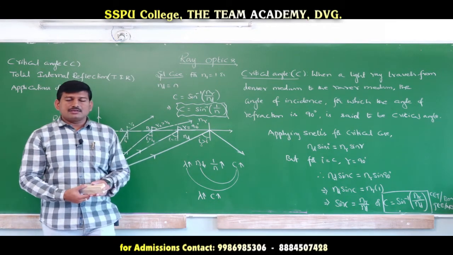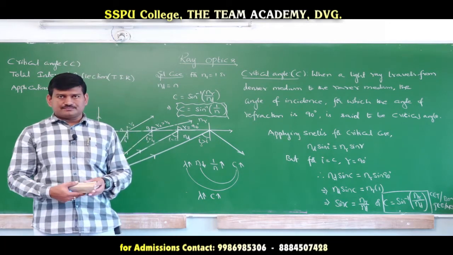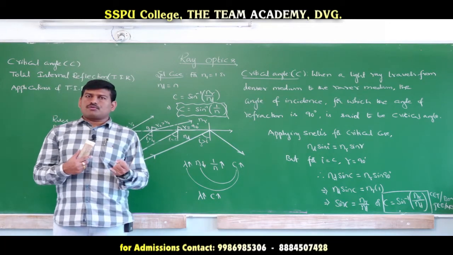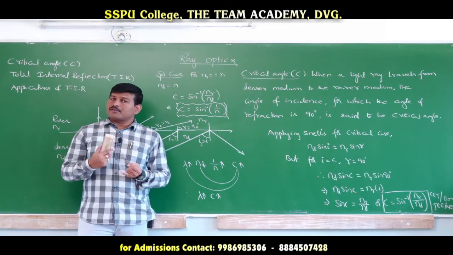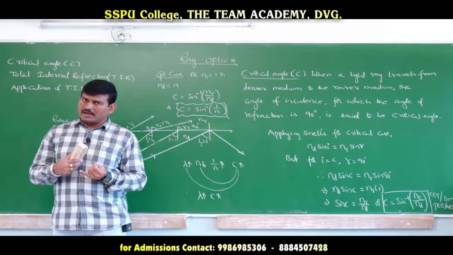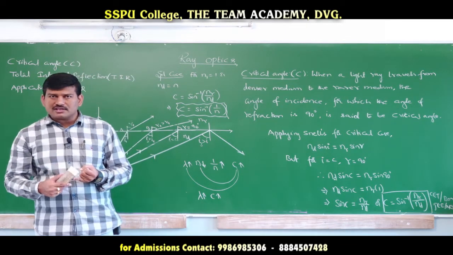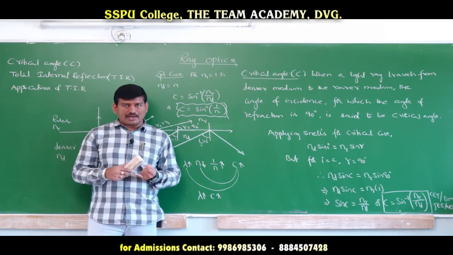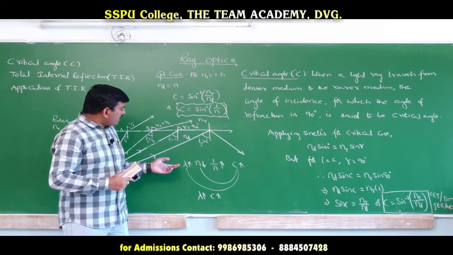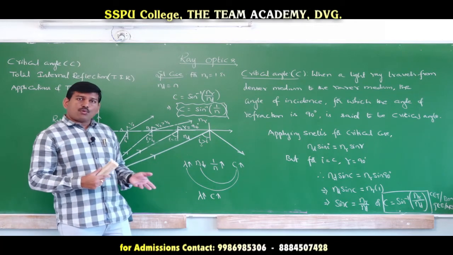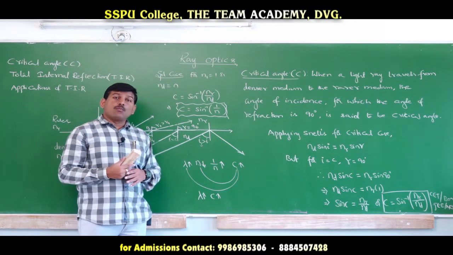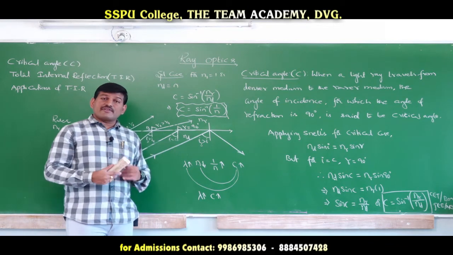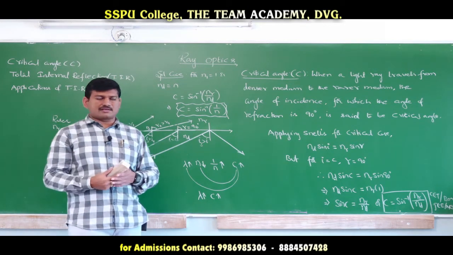So regarding the questions related with colors: refractive index is more for which color? Violet. Lateral shift is more for which color? Violet. Normal shift is more for which color? Violet. Which color deviates more? Violet. Which color will have more critical angle? Red color. Which color travels faster? Red color. Is it clear?